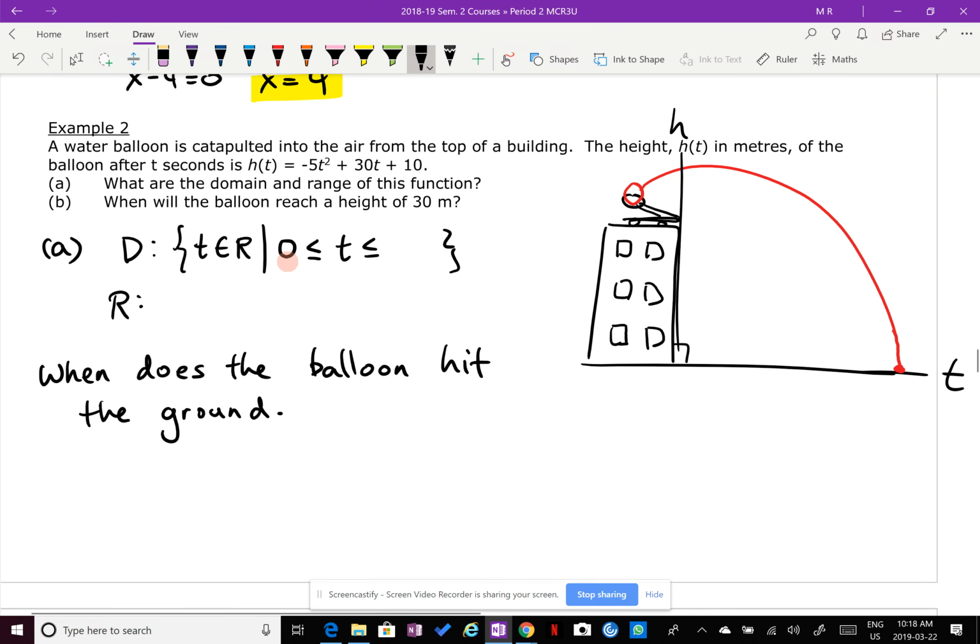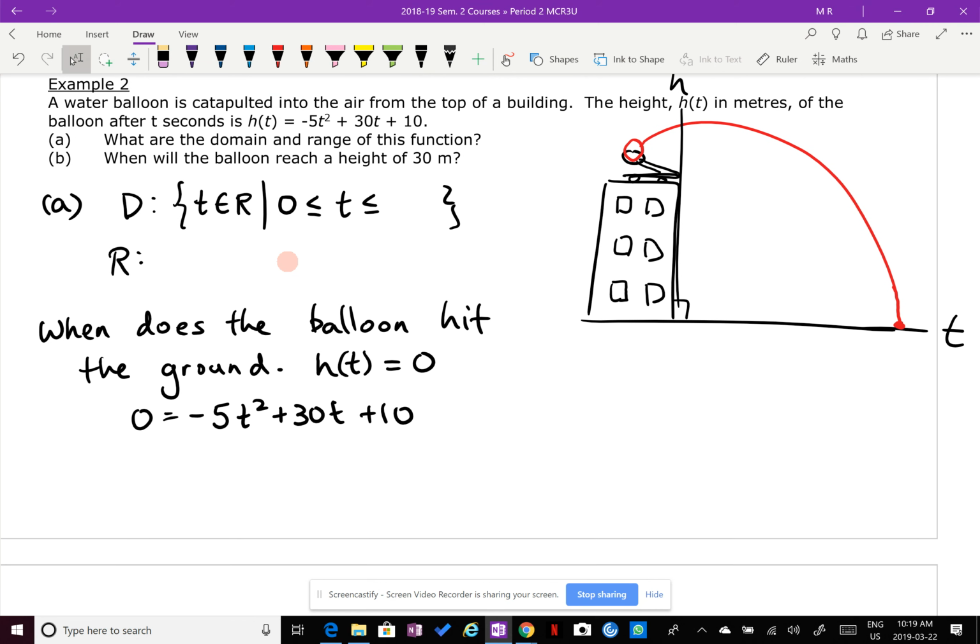Okay, so at the ground, my height, h of t, is 0. So I'm going to use my equation and say 0 equals negative 5t squared plus 30t plus 10. And I'm going to solve for t. Okay, and this time I'm going to use the quadratic formula to solve for t. I can't factor this, so I have to use the quadratic formula. So let's get my a, b, and c values. So a is going to be negative 5, b will be 30, and c will be positive 10. Just reading it from my equation.